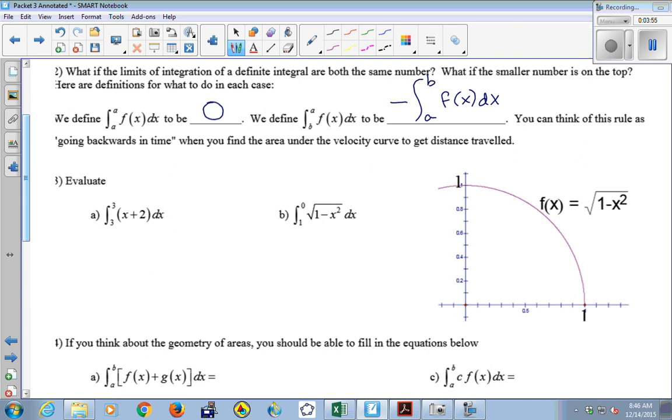You can think of this rule as going backwards in time when you're trying to find the distance traveled under a velocity curve. So if you wanted to know how far you traveled from t equals 5 to t equals 3, you're thinking about it in terms of going backwards in time, so you put a negative.